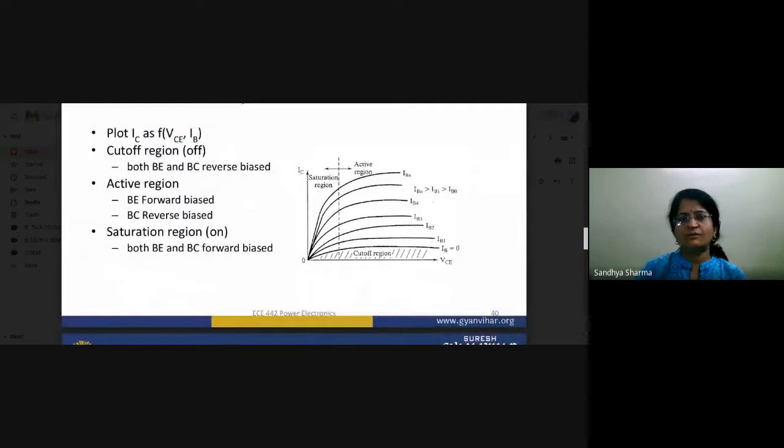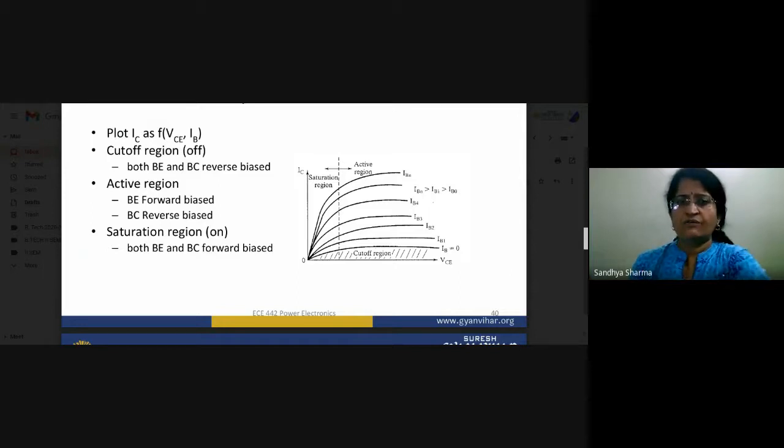If you are talking about the output characteristics, this is the output characteristics graph. You have to plot the graph between the collector current and VCE, the collector to emitter voltage, because your emitter is common. And you have to set the base current IB at 0 or any other value. At that particular time, for that graph, you have to keep that value constant.